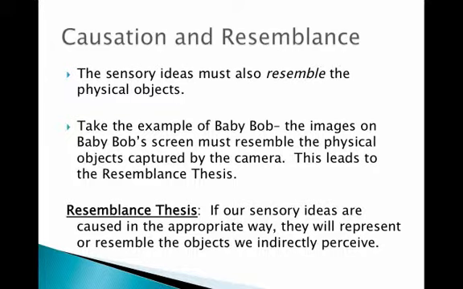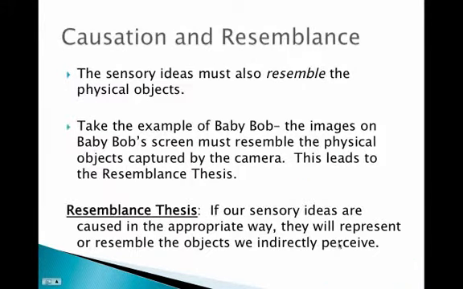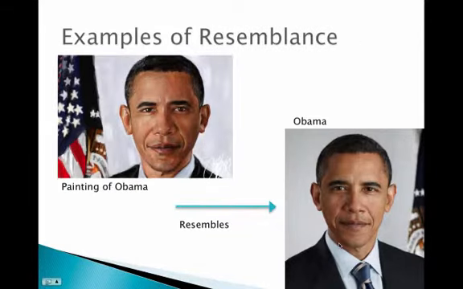With the airplane, there's a sense in which these dots resemble the plane. They don't resemble the plane in all of its details, but they represent and resemble the location of the plane. More sophisticated radar could probably do more. Okay, well, here's an example of resemblance. You're all familiar with this notion. Here's a painting of President Obama, and then pretend this is actually Obama, not just a picture of him, a JPEG. But this painting resembles Obama. Okay?